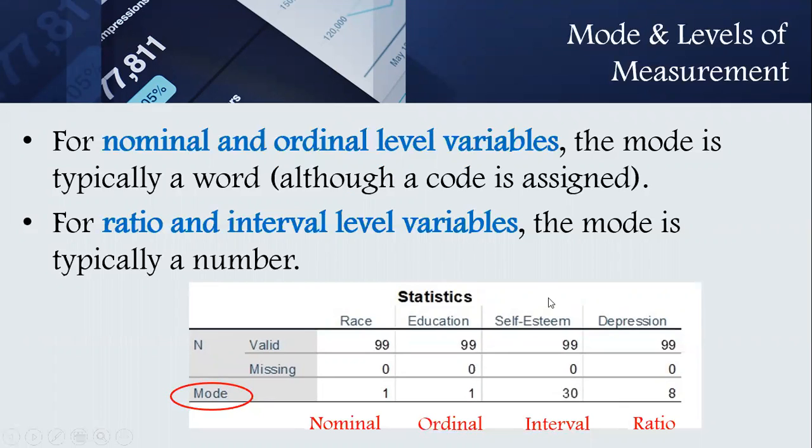So as we can see in this table here for the variable race, which is measured at the nominal level, the mode is actually a code. And the same is true for the variable education, where the mode is also a code. So we would have to refer back to our code book in order to determine what the word is that is represented by each of these codes. However, for the variables self-esteem and depression, which are measured at the interval and ratio level, we can see that the mode is actually a number that has mathematical meaning.